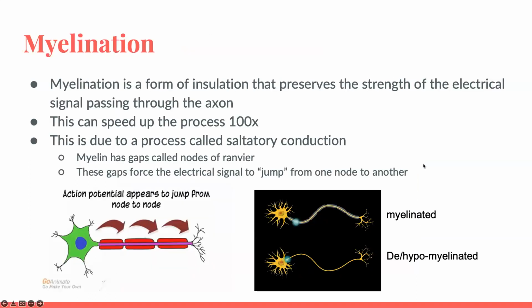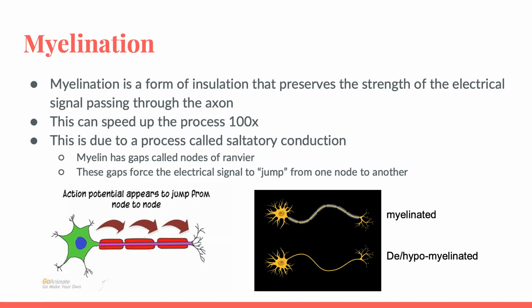All right, so now we get to the myelination topic. So this was sort of briefly mentioned when we looked at the biology of the neuron. So myelination is a way to insulate the axon to help preserve the strength of the signal that's passing through the axon. So not only does it insulate it and provide some sort of protection, but it also helps to speed up the process.